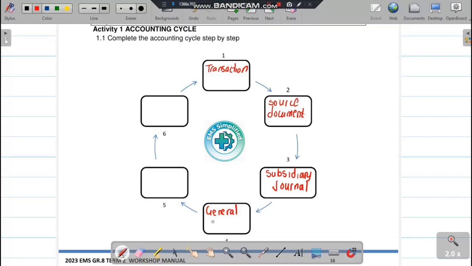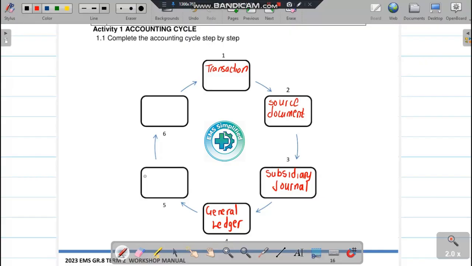The double entry indicates that for every transaction there are two accounts that are going to be affected. For every transaction with a dual effect, there must be an account that must be debited, and there is an account that must be credited. So the general ledger shows the debit and credit. Transactions are recorded twice in the general ledger, that is on the debit and credit.